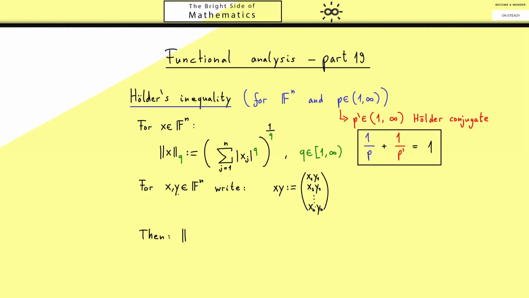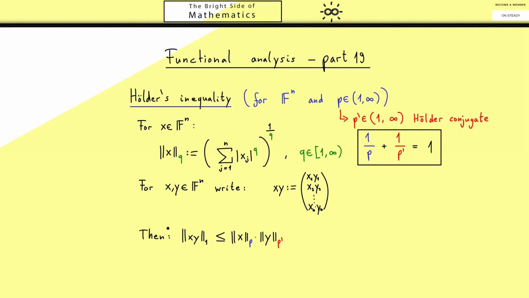Then for all vectors x and y, we have that the 1 norm of the vector xy is less or equal than the p norm of x times the p prime norm of y. And that's what we call Hölder's inequality. Often you see it written with the sums, but I think it's better to write it immediately in this way.